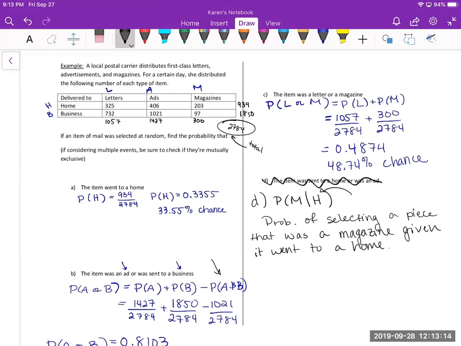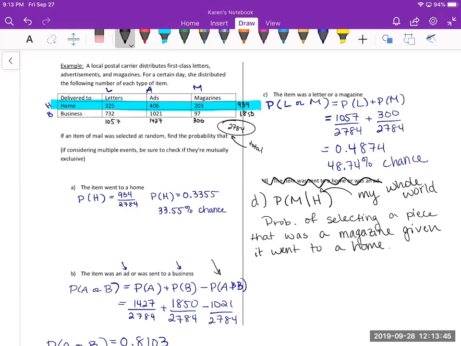That means this H is my whole world. My whole world. Because I'm saying given it went to a home. That means I'm only caring about these 934 pieces of mail. These 934 pieces of mail are the only ones that I'm considering. And of those, I want to know how many are magazines.